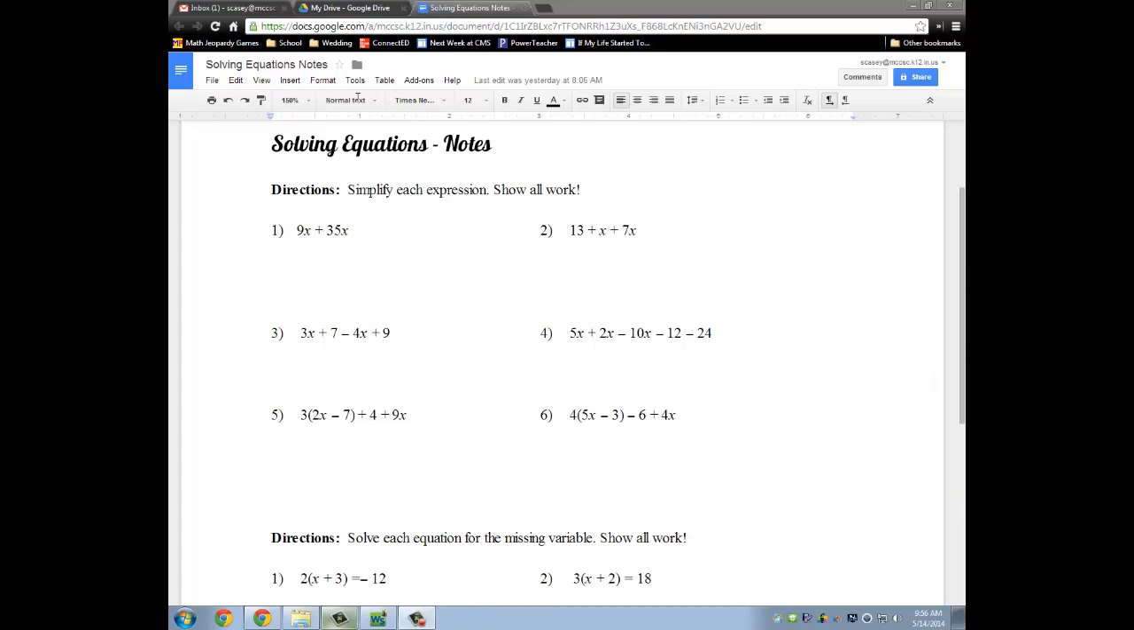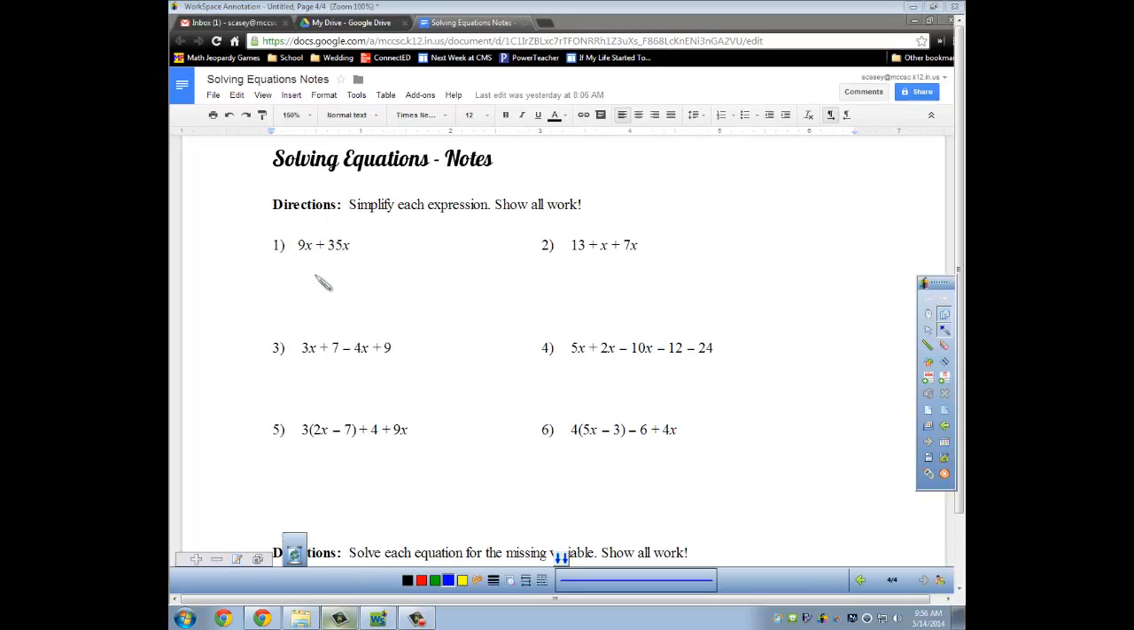Hi, today we are going to be solving equations. Now these are going to be a little harder than what we're used to. There'll be more steps to it, so we're just combining some of our old material together. These first 6 problems, we are not doing anything with equations yet. They're just expressions that we are going to simplify. So remember, only put like terms together.